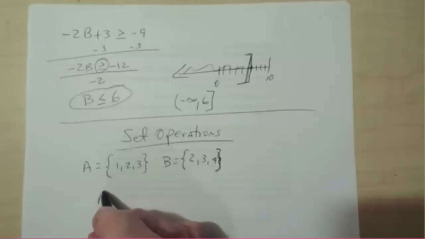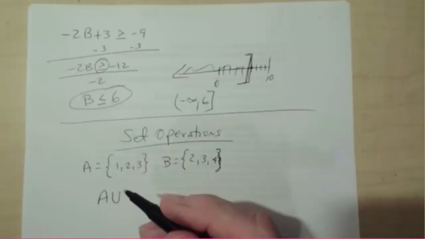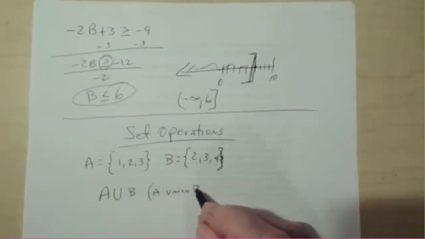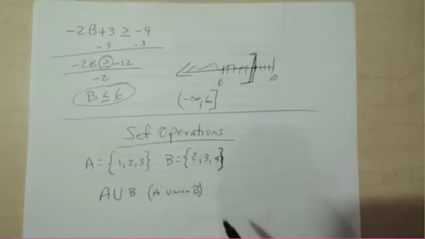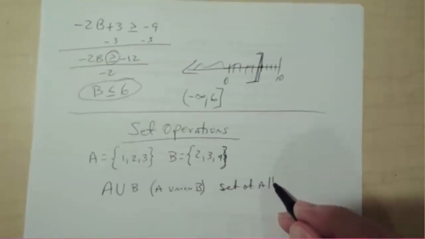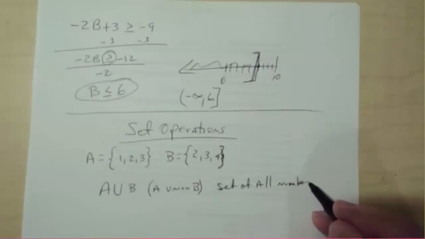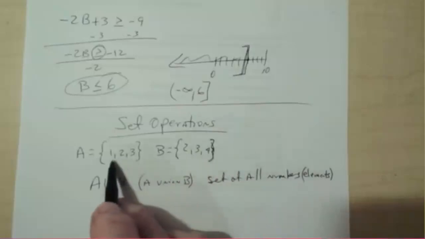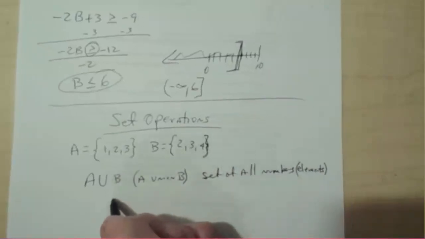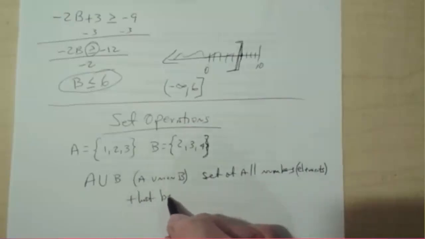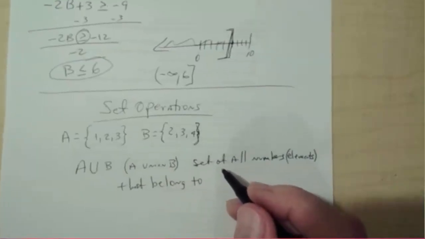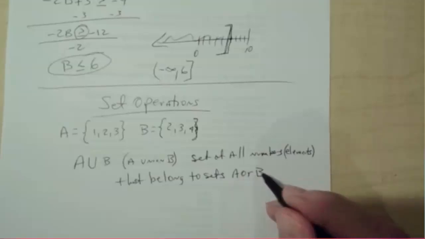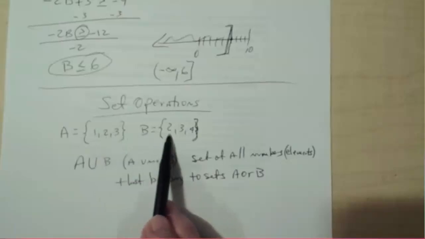If we say A with a little horseshoe-looking thing, that means A union B. It means the set of all elements, these are called elements in here, the set of all elements that belong to set A or B.